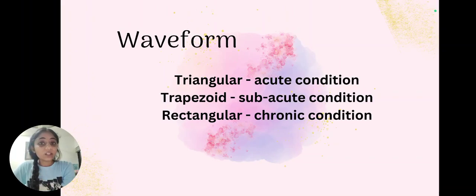There are three waveforms we are using in IFT: triangular, trapezoid and rectangular. Triangular waveform we are using for acute condition, means new pain. Trapezoid waveform we are using for subacute condition. Subacute means there is not an exact definition, but roughly 7 days old pain, 1 week old pain. Rectangular waveform we are using for chronic condition, means 1 month old.